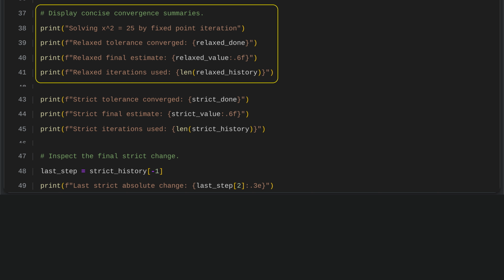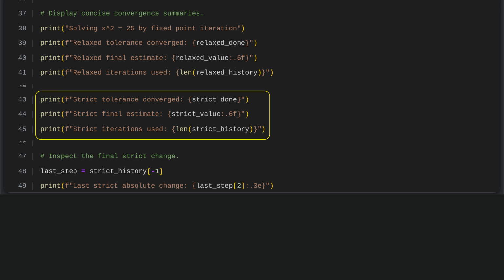The output reports the result of using fixed-point iteration to solve x squared equals 25. It states whether the relaxed tolerance case converged, shows the final estimate to 6 decimal places, and gives the number of iterations based on the recorded history.